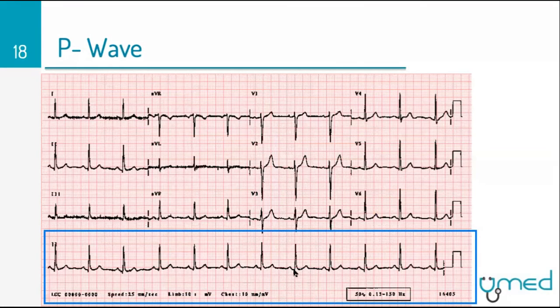You always look at this strip right here. This strip that I just highlighted, let me know if you guys learned it in class, please. It's called the rhythm strip. Did anybody remember that from class? Okay, great. So this is the rhythm strip. It's a very important strip on your ECG paper, right?